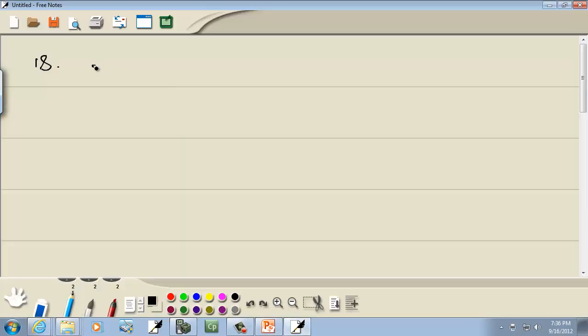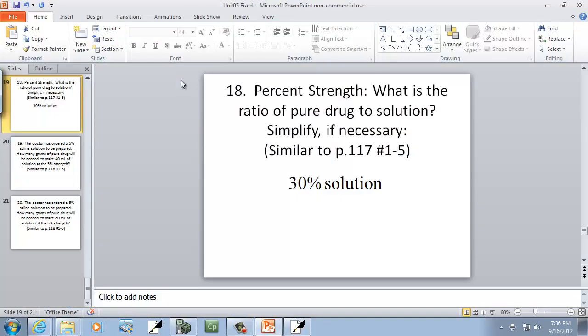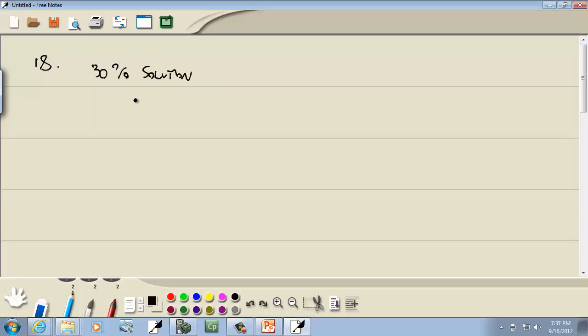Now this one says we got 30% solution. And it says percent strength. What is the ratio of pure drug to solution? And simplify if necessary. We'll talk about this in ratio form. But basically, in fraction form, 30% solution means we got 30 parts of drug to 100 parts solution.